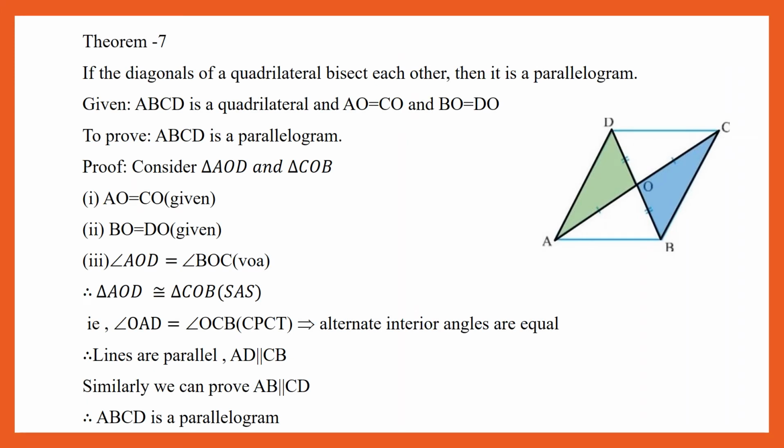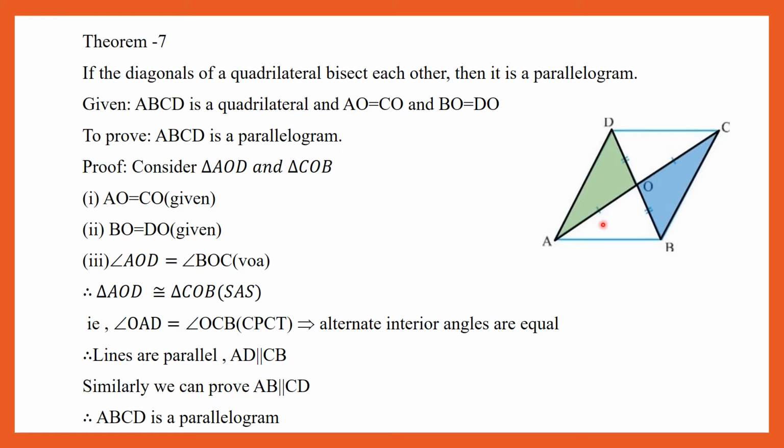In theorem 7, we are going to show that if the diagonals of a quadrilateral bisect each other, then it is a parallelogram. We can see ABCD as a quadrilateral where the diagonals are bisected. That means AO is equal to CO and BO is equal to DO. We need to prove ABCD is a parallelogram.